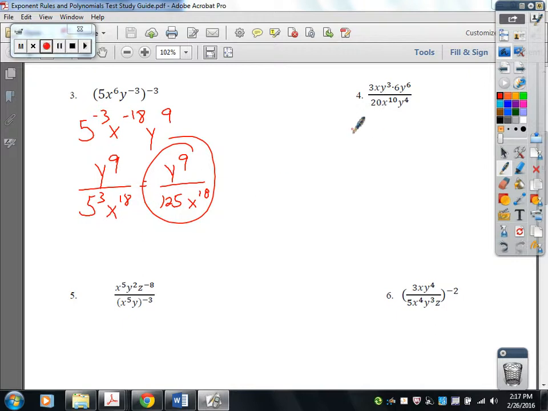This is going to become 18x y to the 9th over 20x to the 10th y to the 4th. 18 over 20 simplifies down to 9/10. X to the 1st over x to the 10th is x to the 9th in the denominator, and y to the 9th over y to the 4th is y to the 5th in the numerator.